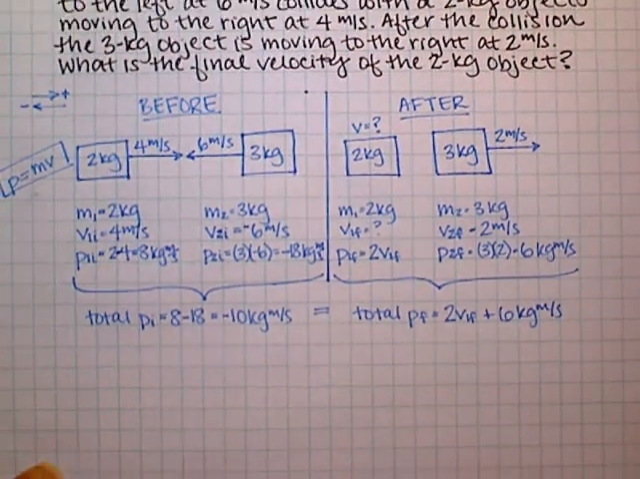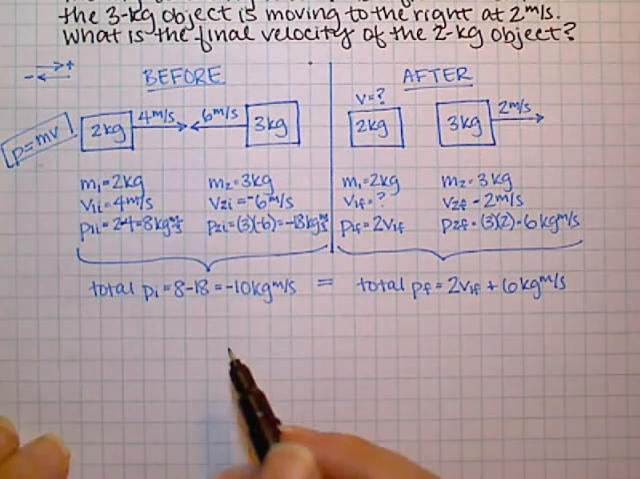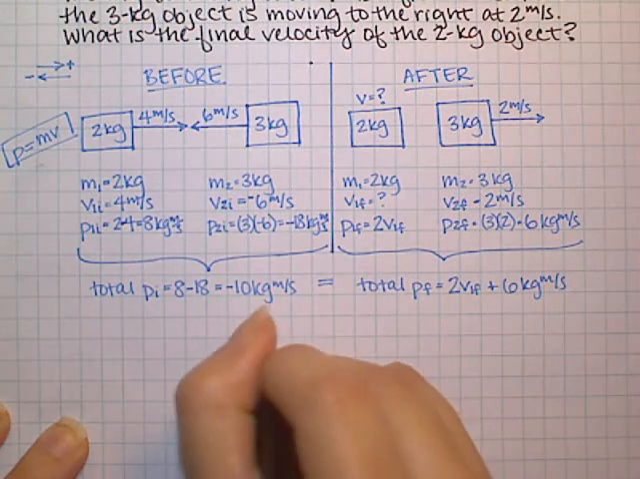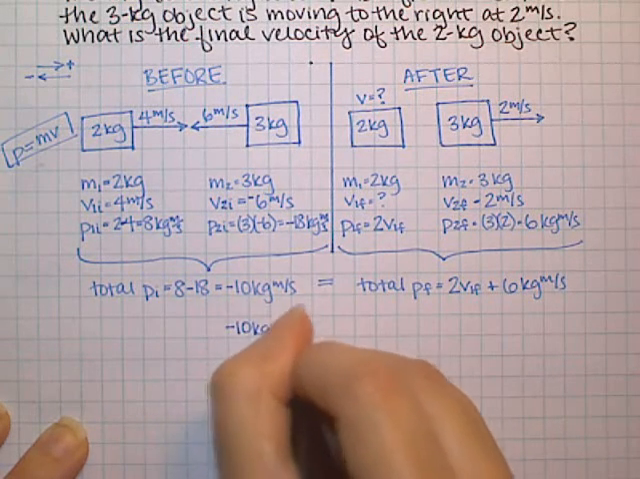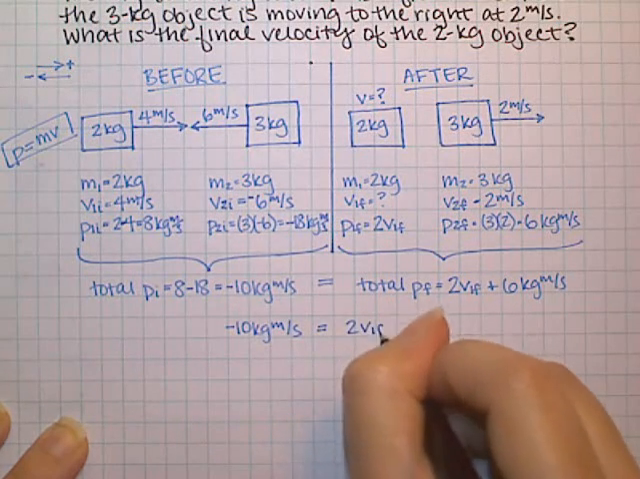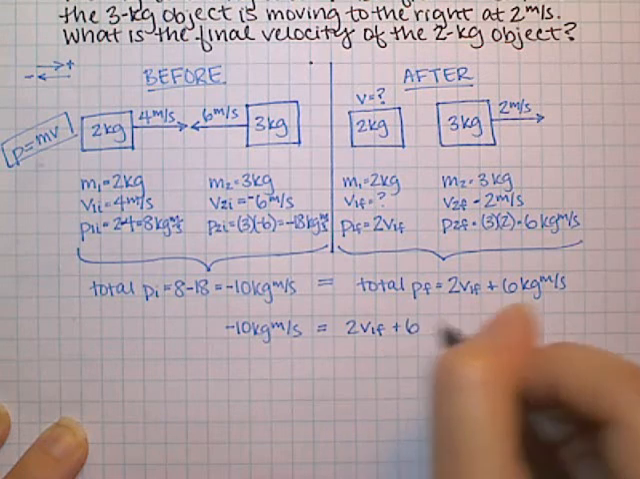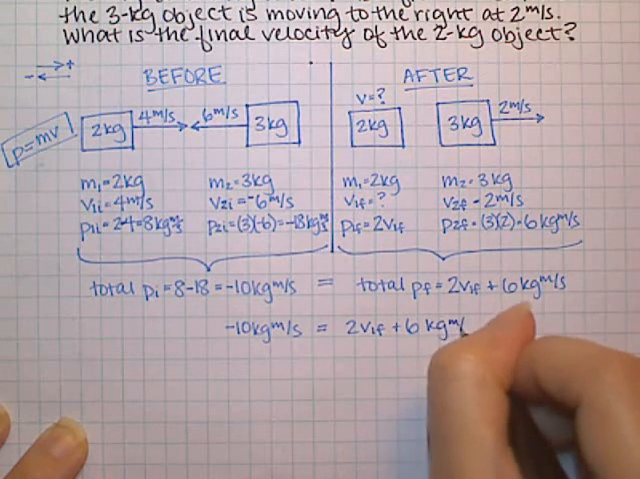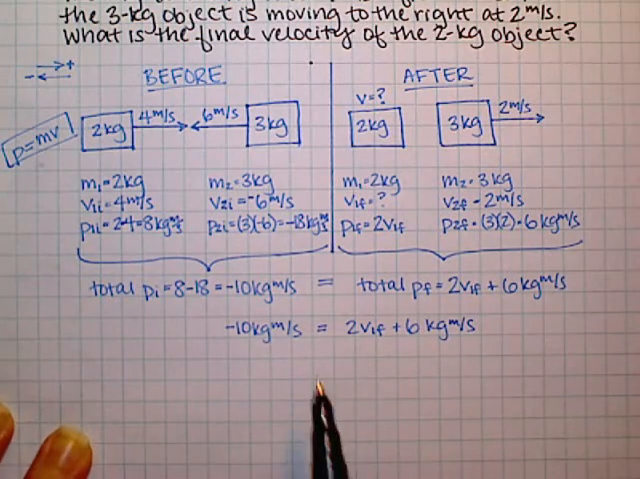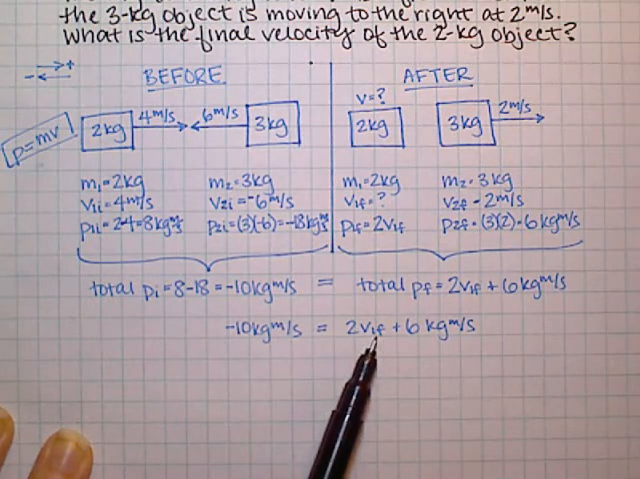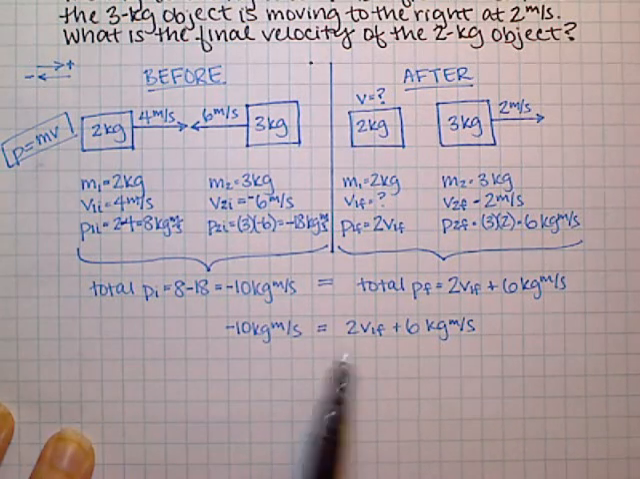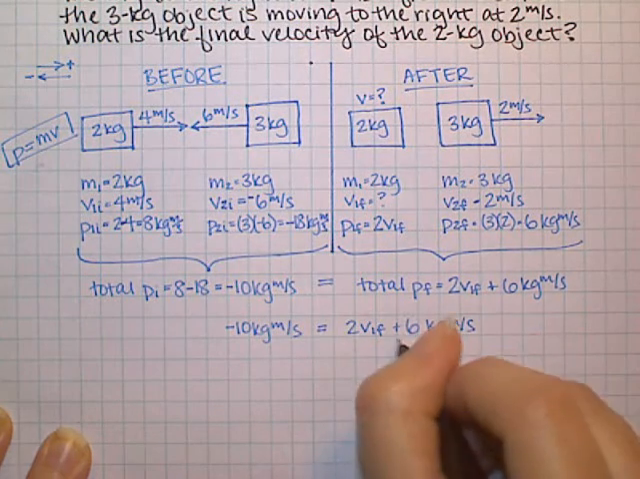I'm going to move this up here so I have a little more space on screen for us. So those two are equal to each other. That means negative 10 kilogram meters per second is equal to 2 times the final velocity of my first object plus 6 kilogram meters per second. Now I just do a little bit of algebra magic to solve for that final velocity. Right now I see that this final velocity is being multiplied by 2 and added to 6. I want to undo those operations in reverse PEMDAS order. So I'm going to subtract 6 from both sides.